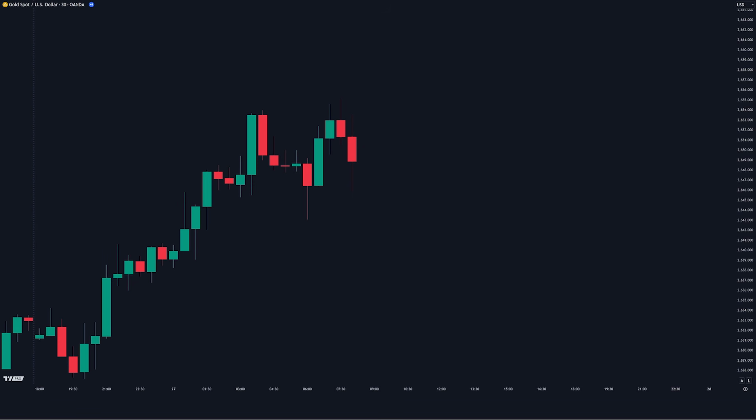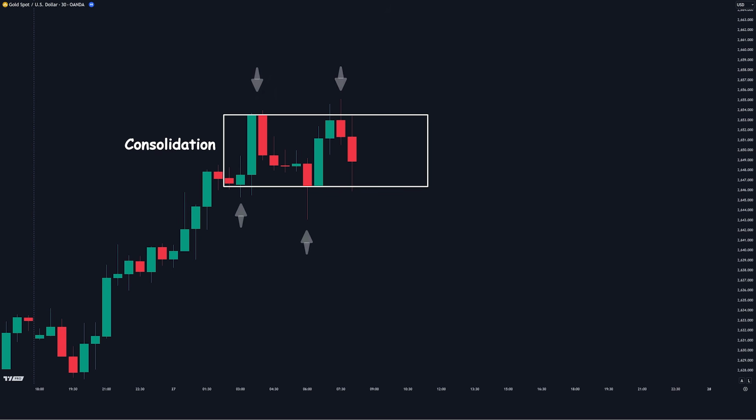Keep in mind that this setup isn't limited to a specific time frame. You can use it on both lower and higher time frames. Here, we have gold on the 30-minute time frame. The market is creating a range or consolidation area. Two rejections from both sides indicate that the price is consolidating. This builds liquidity above and below these boundaries.